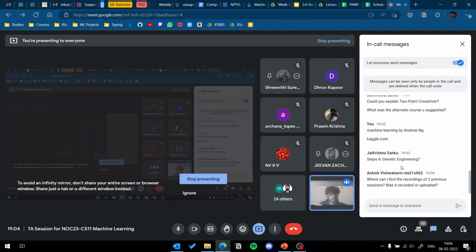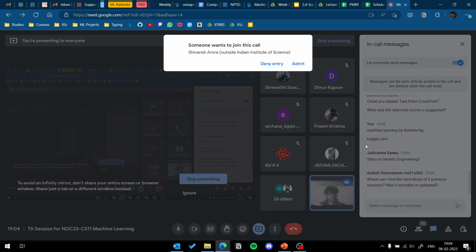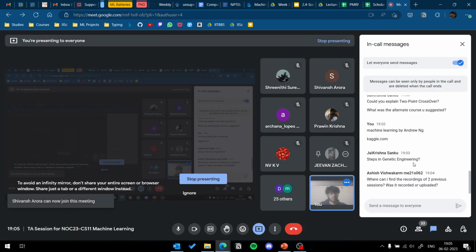Steps in genetic engineering. By genetic engineering, do you mean you want to know the steps of a genetic algorithm? That is not really machine learning. But I just want to clarify because I don't know what you mean by genetic engineering.